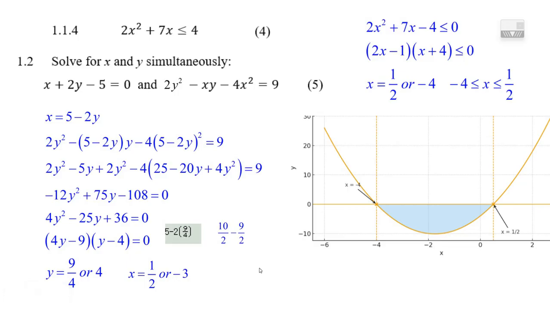So that's how you do it. There you go. That's the solution: 9/4 and a half, and 4 and minus 1/3. All done.